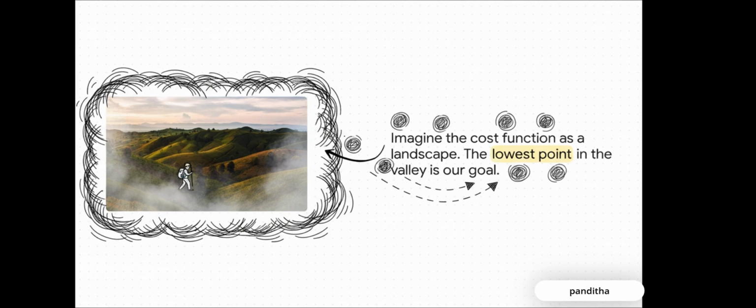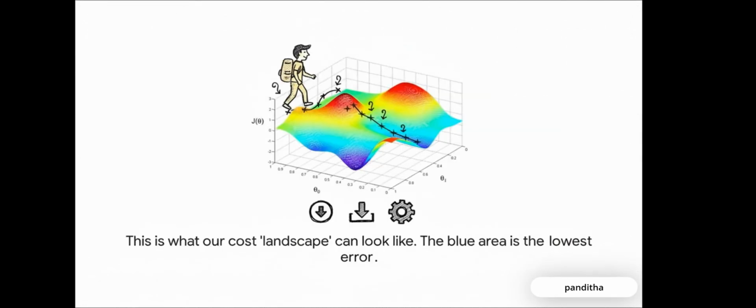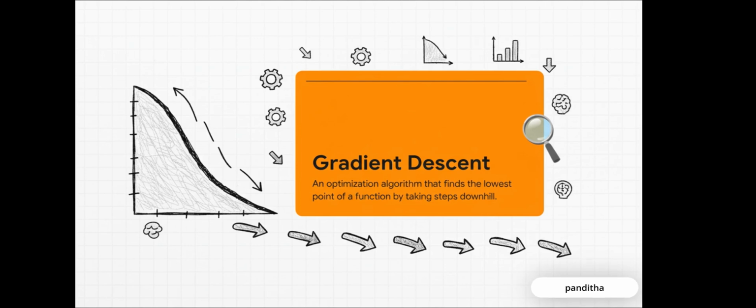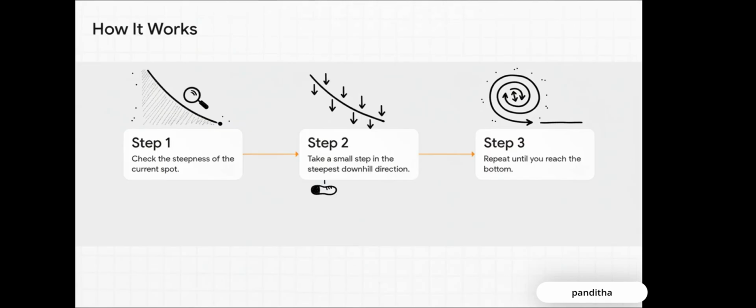Okay, but how do we find that lowest point? Think of it like a giant foggy valley. Our algorithm is like a hiker in that valley. Its only goal is to find the very bottom. And that process of always walking downhill, that's called gradient descent. It's the engine of learning. It's a pretty simple loop. You check the slope, take a step downhill, and just keep repeating.